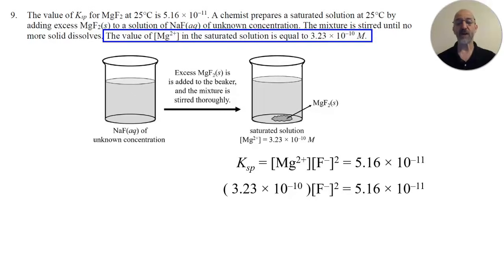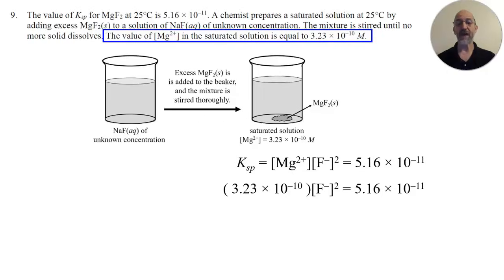What's the concentration of the fluoride ion? That's what we're trying to answer in question 9. What's the value of KSP? 5.16 times 10 to the negative 11. So looking at the setup for this calculation, the only thing that we don't know at the moment is the concentration of the fluoride ion that would be present in the beaker in this diagram shown above.